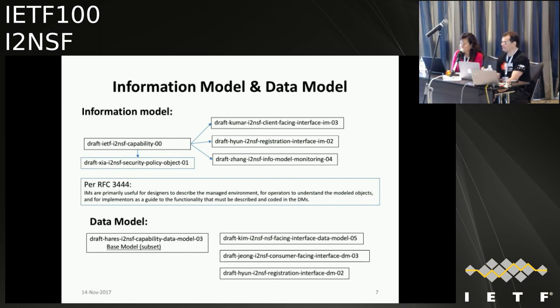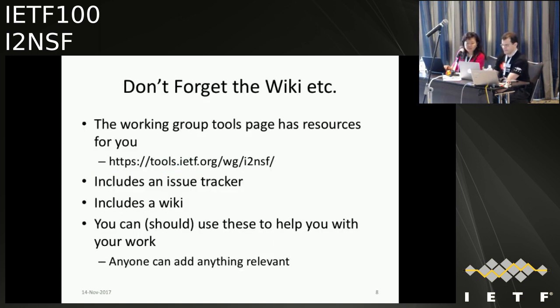And for the data models, right now we have several drafts. Yesterday the authors of the capability draft got together to discuss the missing points. We decided that the first thing is to work on the NSF-facing data models, making sure the data model is consistent with the capability draft information model. And then our next step is to work on the client-facing one. Tomorrow afternoon we are going to discuss the NSF-facing data model with the capability information model.